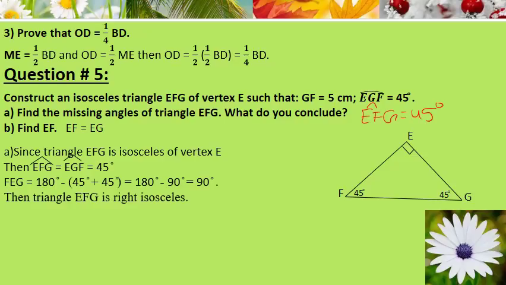We should find the missing angles of triangle EFG. If each one of these two angles is 45, what remains for angle E? 90 degrees. So what's the nature of triangle EFG? It is right isosceles, right? Because it has a right angle, isosceles because it has two equal angles. Now we should find EF, the measure of EF. How can we find the measure of EF? We only have the measure of FG equal 5 centimeter.